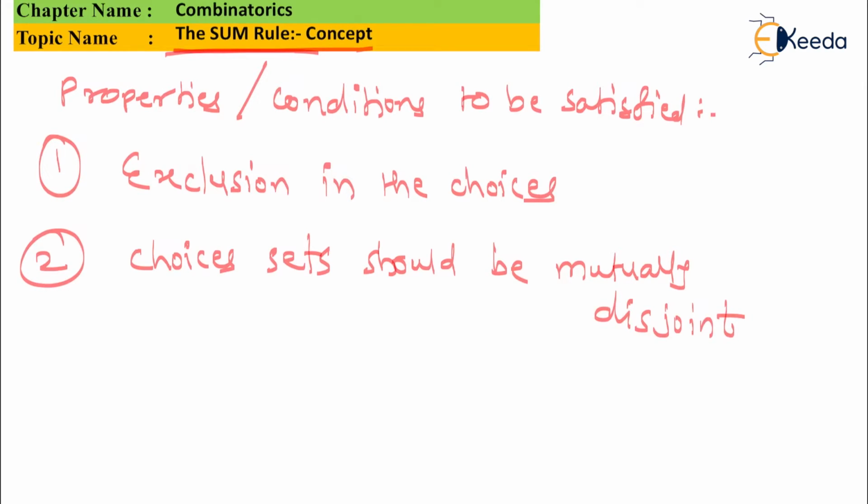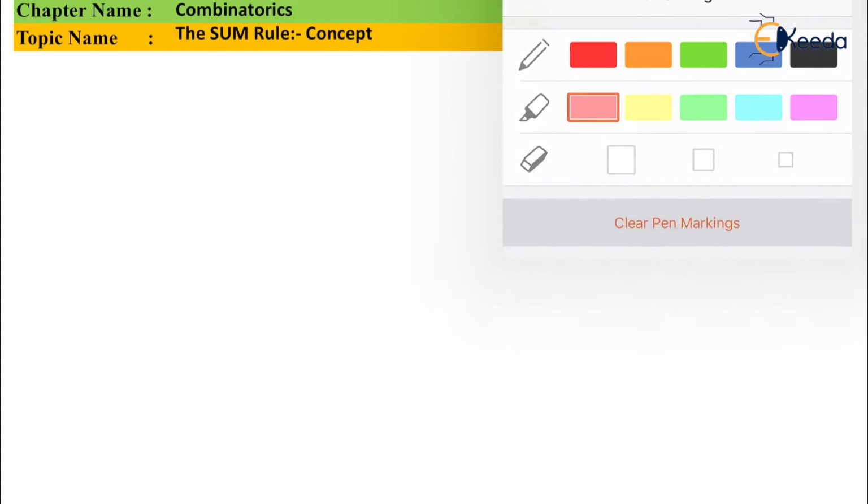So now we will take these properties one by one, and we will see what they actually mean and why only these two properties or these two conditions imply that the sum rule should be used. And only when you satisfy both of these properties, then and only then you should go for the application of the sum rule. So we'll go with the first one, called the exclusion in the choice sets.